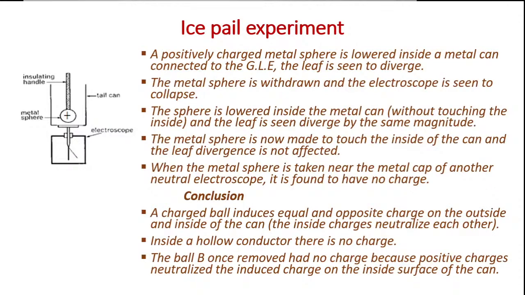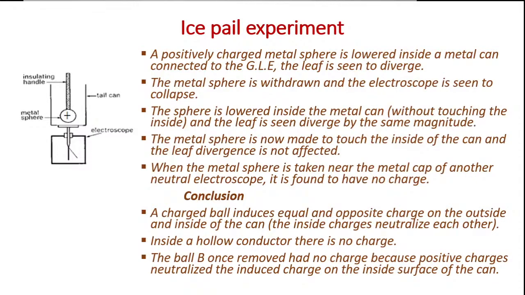The metal sphere is now meant to touch the inside of the can. This time around, we'll allow it to touch the inside of the can and see what happens with the divergence of the leaf. We end up realizing that the divergence is not affected. Now, when the metal sphere is taken near the cap of another neutral electroscope, it is found with no charge. Now, where did our charge go?